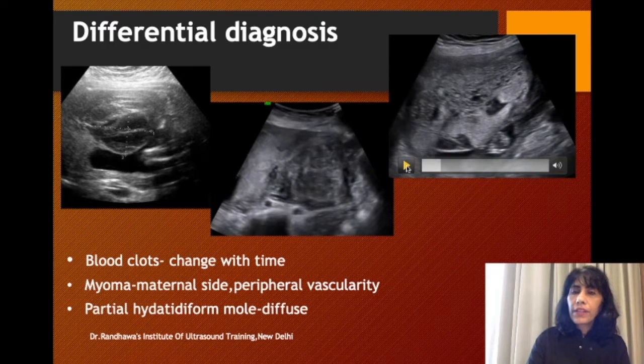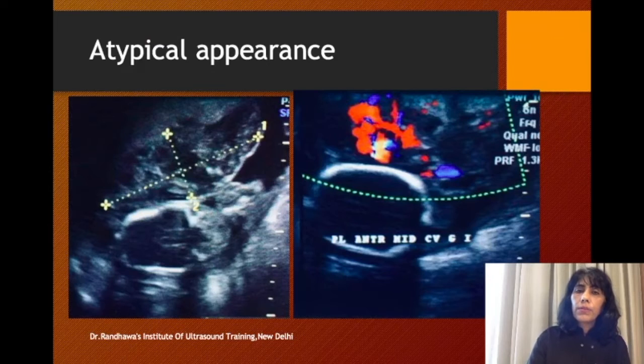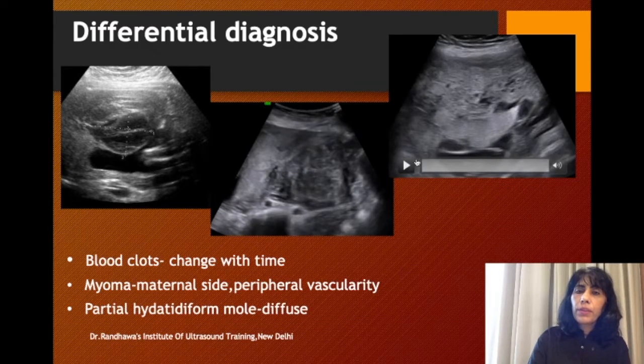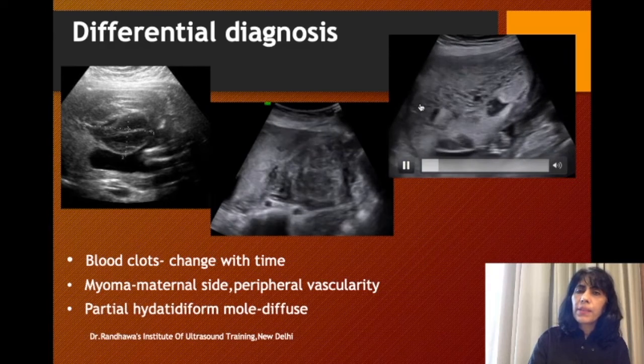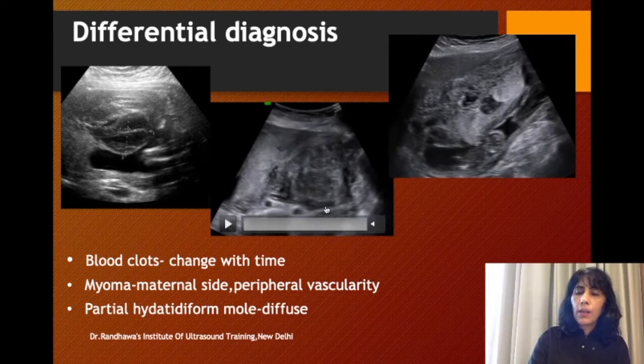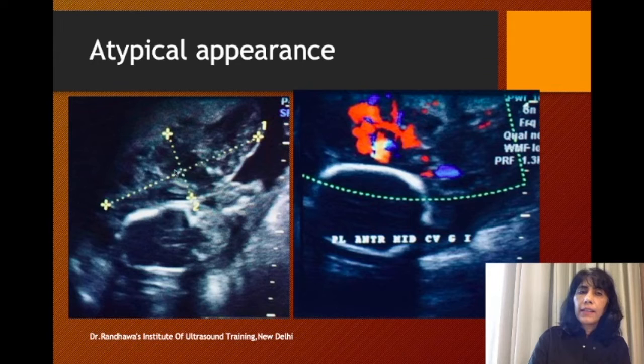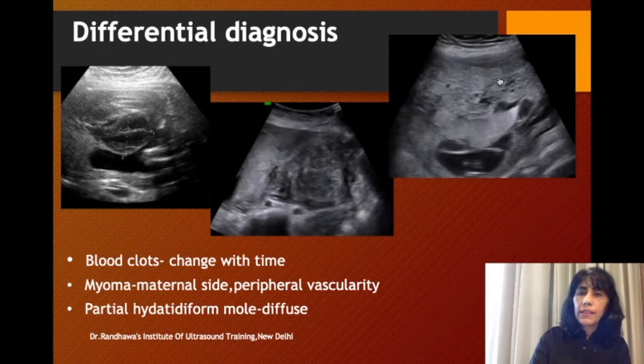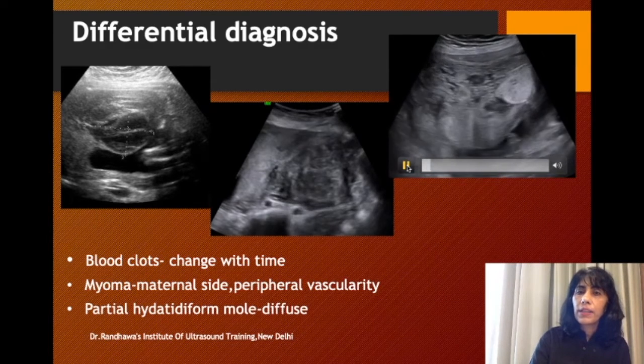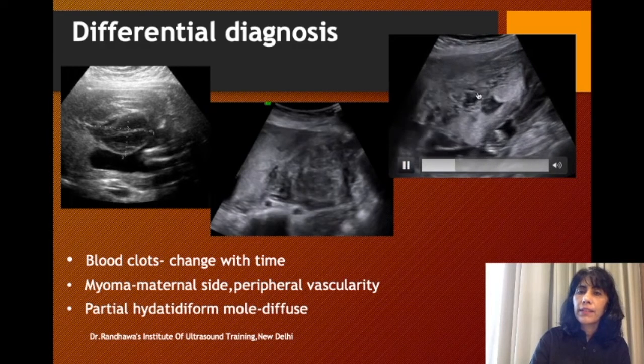Then how can you differentiate between the two? Most commonly, in partial mole, it will be more diffuse. The cystic areas will be spread out throughout the placenta, while in this case, they will be confined to one area. Then they will be more towards the fetal side of the placenta. In partial mole, the cystic areas will be spread out everywhere. Third thing, you may find a capsule, which will not be seen in partial mole. There will be no capsulation. You cannot see any capsule anywhere.